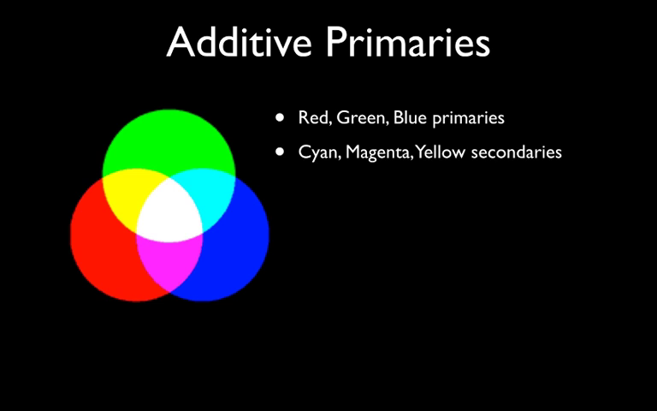So here, this is our red, this is our blue, and that's the green right there. If you mix red and blue together, you get magenta. If you mix red and green together, you get yellow. If you mix green and blue together, you get cyan. If you mix all three of these together, in the center, you get neutral gray.